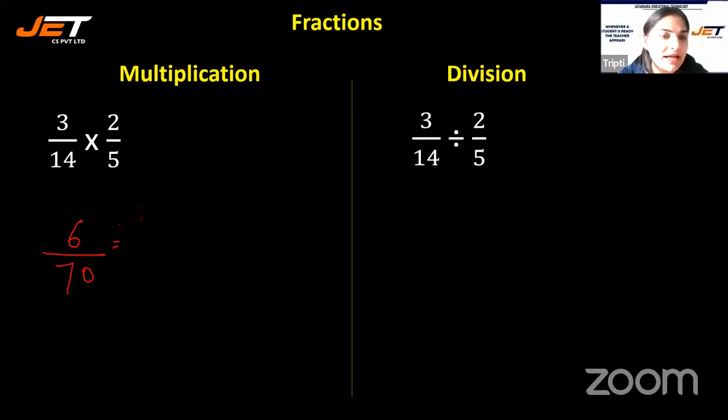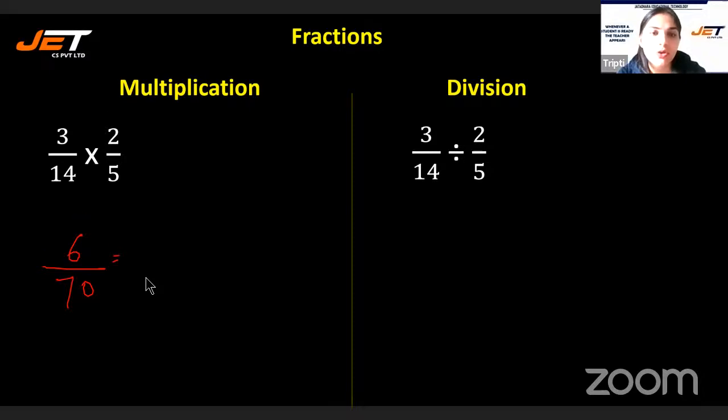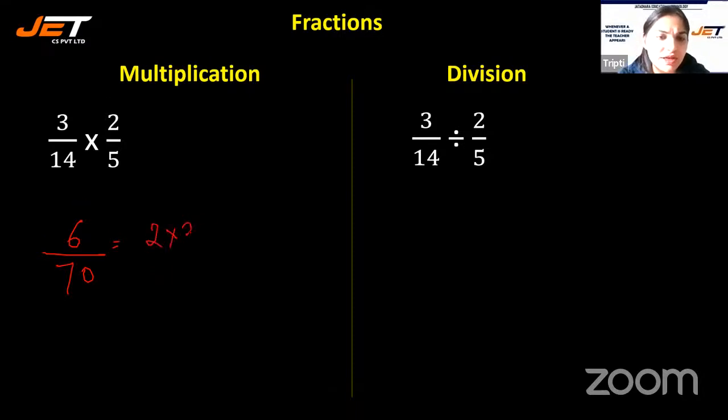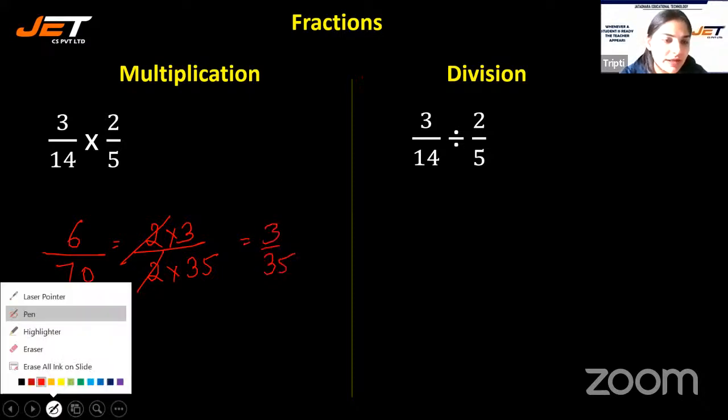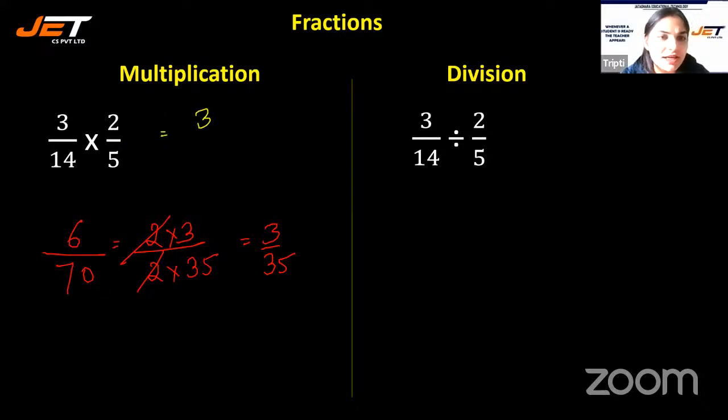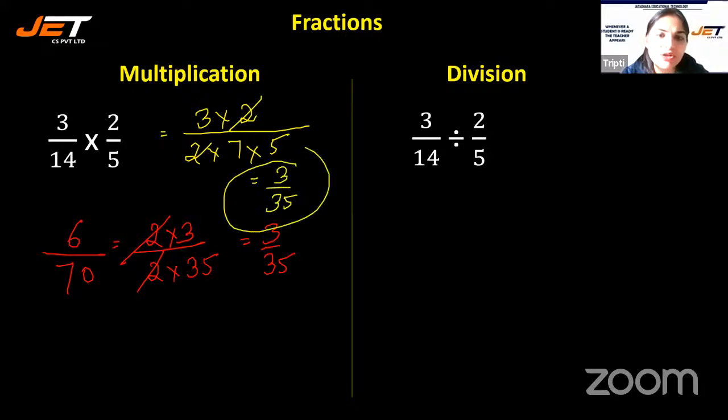I can write it as 2 times 3 and 2 times 35. Yeah? So here 2 cancel and I got 3 by 35. Let me show you in the other way as well. It's like 3 times 2 and 14 can be written as 2 times 7 times 5 here. 2 cancel. 3 by 35 is the answer. In both the ways, you will get the same answer.